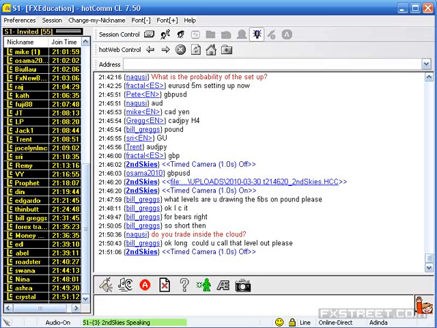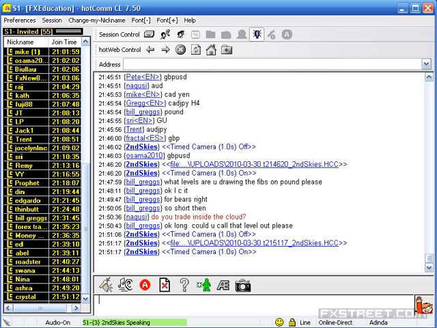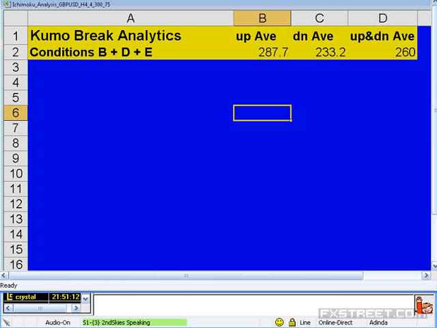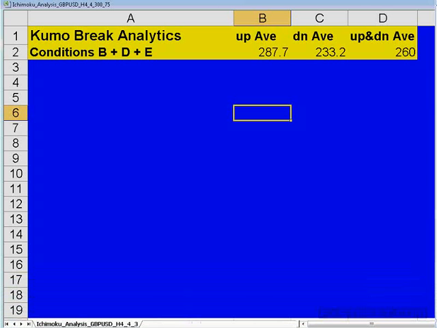Okay, now let's take a look at the Kumo analytics. Okay, I'm going to put a cam up here. Let me know when you see the Excel sheet. You're welcome, Bill. Okay. So on this particular pair, the Kumo analytics is saying with conditions B, D, and E in place, the average up break should move.